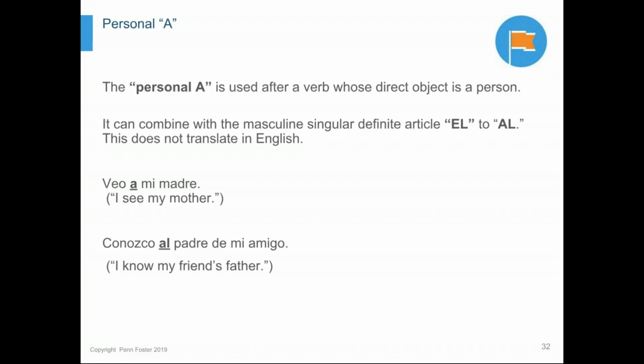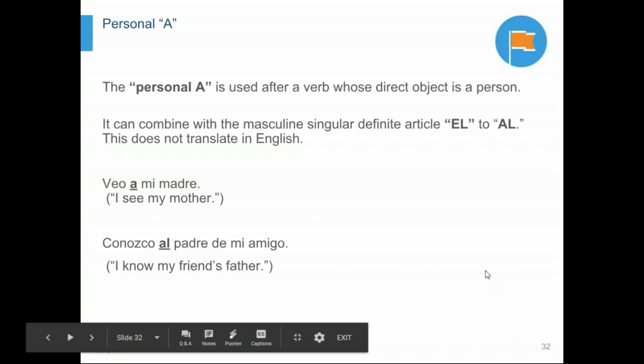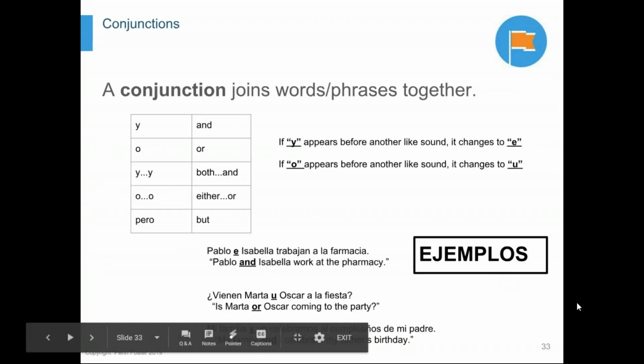You can't leave it out, or else you'll be misspeaking. If it was on a test, you would lose some points for that. So even though it's not used in English, it's something to keep in the forefront of your mind. Definitely important as you progress throughout the program. Okay, and that wraps up our talk on the personal a.